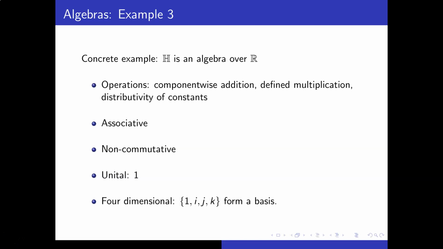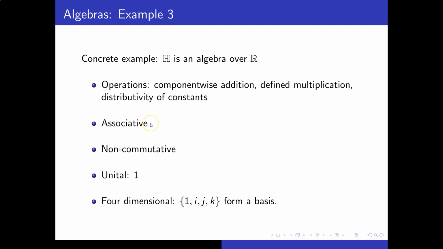For our next example, let's look at something that's a little more concrete. Let's look at the quaternions, and these are going to form an algebra over the real numbers. You've seen this plenty of times by now. Your addition is component-wise. The multiplication is defined using the relationships between i, j and k, and you force it to be distributive. And then as for scalar multiplication, I can just distribute any real number over any quaternion.